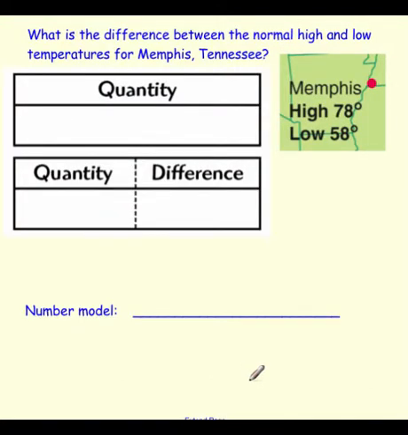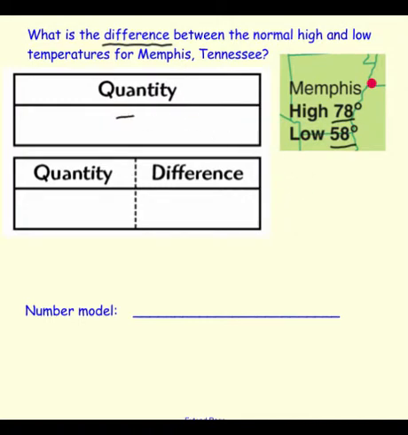Here's another problem. What is the difference between the normal high and low temperatures for Memphis, Tennessee? Think about what we know. We know the high is 78. We know the low is 58. We're going to think about what I need to do. The question says I need to find the difference. Now, what am I going to do to help me? I'm going to use the quantity-quantity difference diagram.